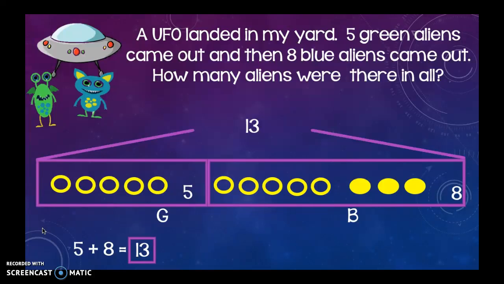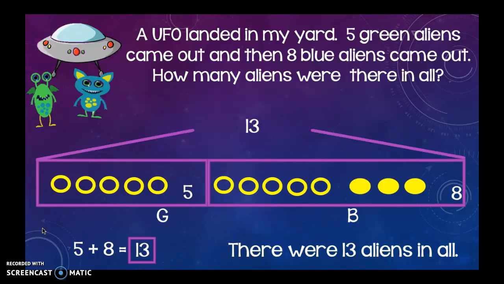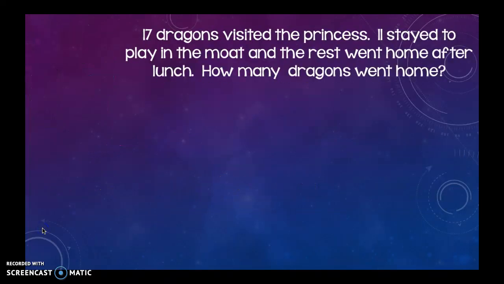I have one more thing to do, friend. What is that? You got that right, a statement. I'm going to write a sentence that goes along with my answer. So the answer is 13. 13 what? Oh, there were 13 aliens in all. Let's try another one. You're doing so well.